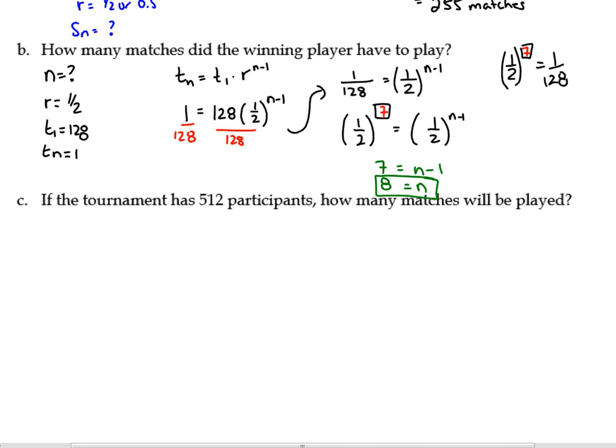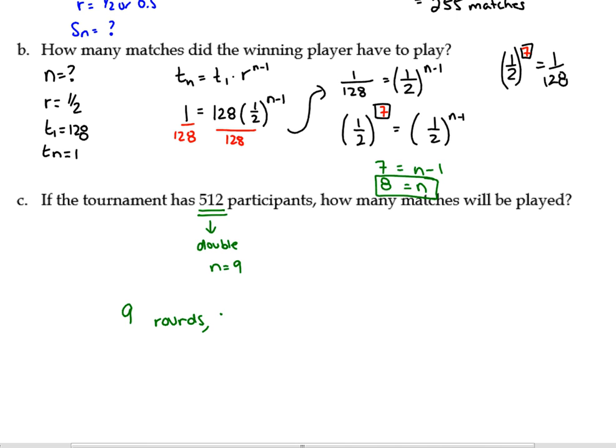If the tournament had 512 participants, how many matches will be played? Now, you don't have to go through all that math again. There's an easy way. You just need to think. You just add one more round. Why? If you double the people, then we're just adding an extra round to eliminate it back to the original 256. So if we added one more round, how many matches will be played? 9. Yeah. So 9 rounds.